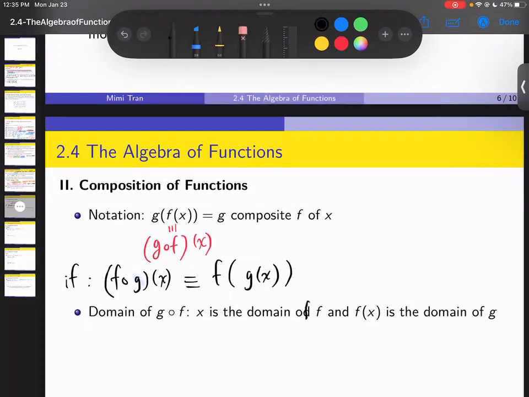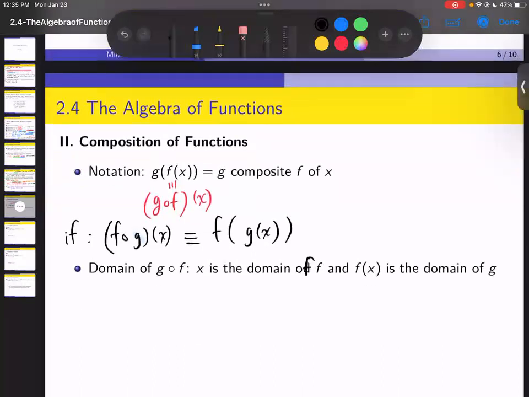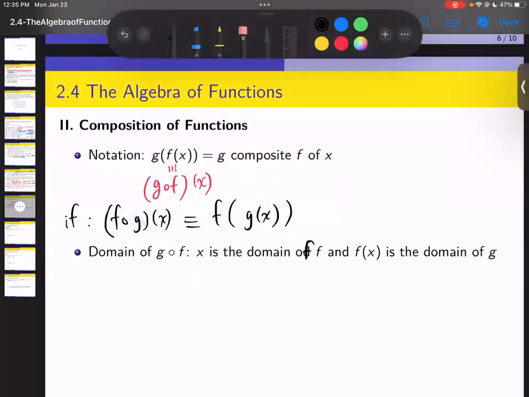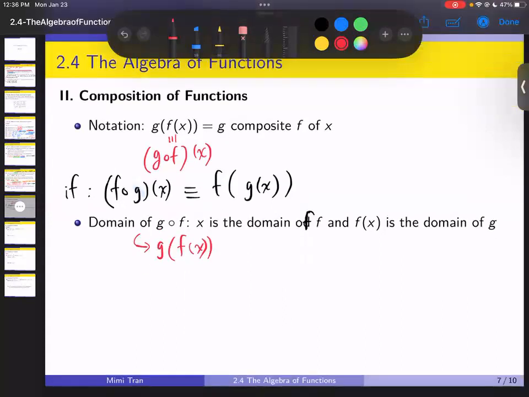Should be F here, that's F, not D. Right. Let's talk about the domain of G composite F or F composite G. But let's just take one case because they're the same. Let's just take one case. What does G composite F mean? This means G is the outside function, right? And the inside function is your F of X. Let me draw a picture for you.